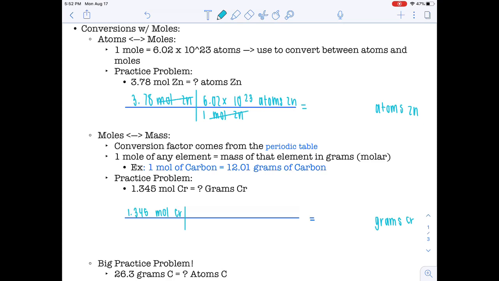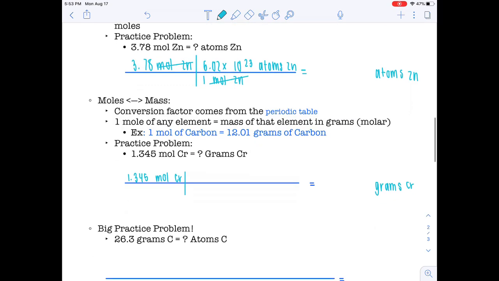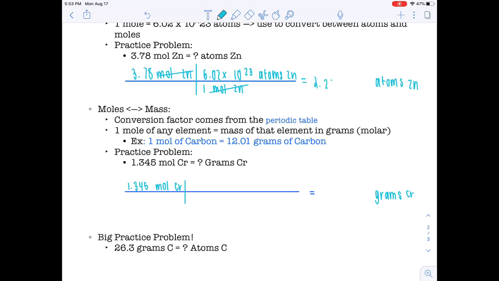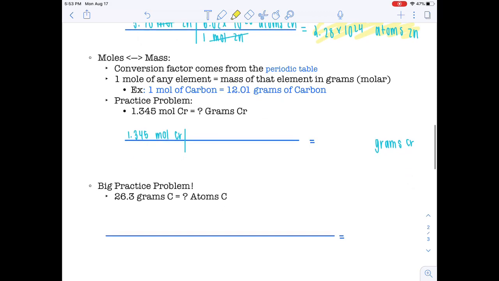So get out your calculator and you can type this in. So 3.78 times 6.02 times 10 to the 23rd. And that's equal to 2.28 times 10 to the 24th atoms of zinc. So that's how we solve this first problem. I'm just going to highlight that because that's your answer.